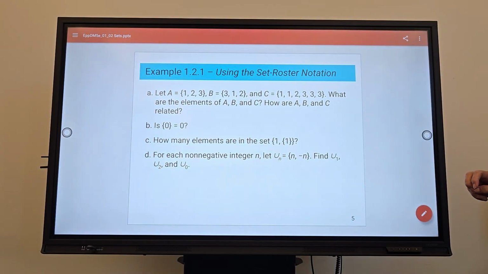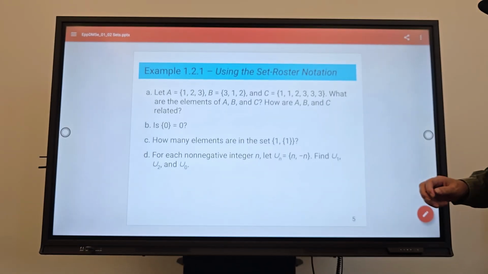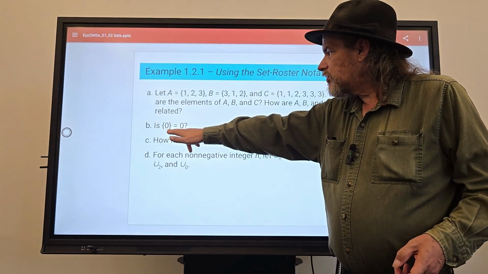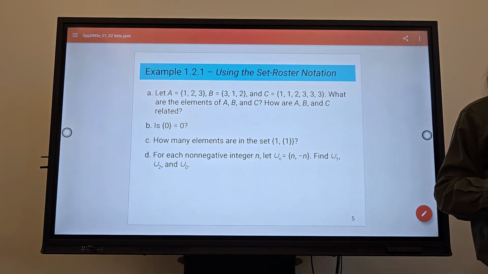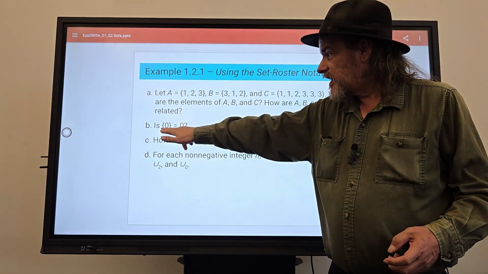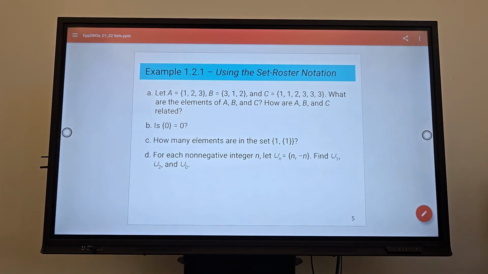So are they equal sets? Yeah. They are equal sets. Is the set of 0 equal to 0? No. That is a number. That is a set. Two different data types. So they are not the same.